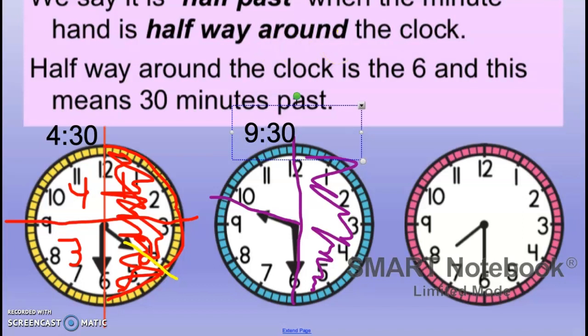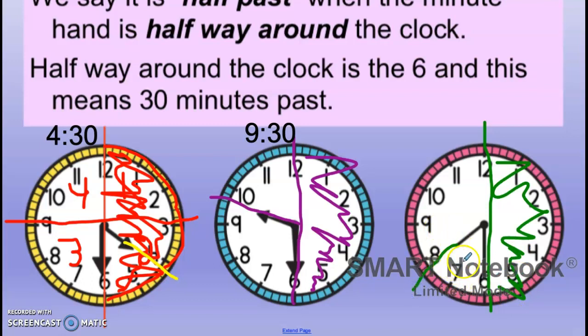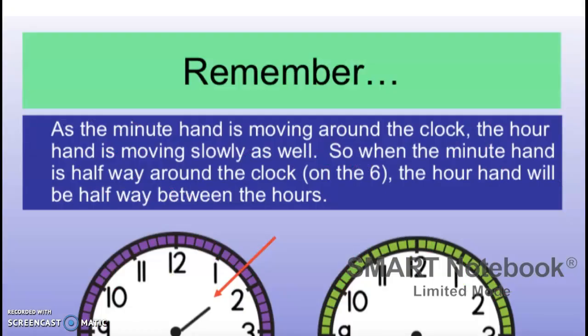Okay, let's look at the next one. Let me get my pen back. Let me divide it. Okay, it's already gone past all of these. All right. My hour hand is between the 7 and the 8, so it's not quite 8 o'clock yet. So it's 7:30. All right, let's go ahead and go on to our next slide.